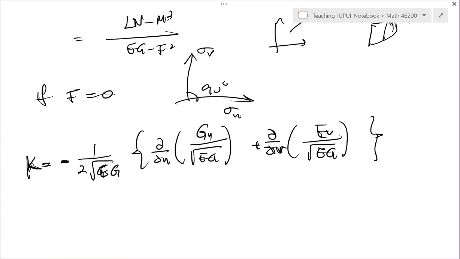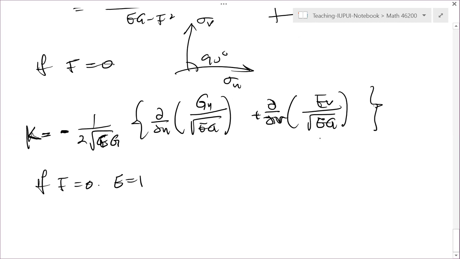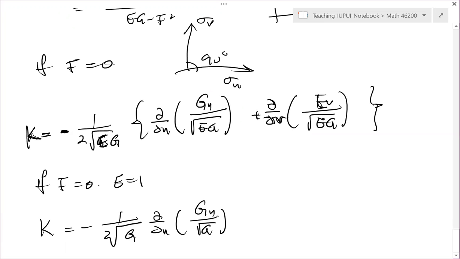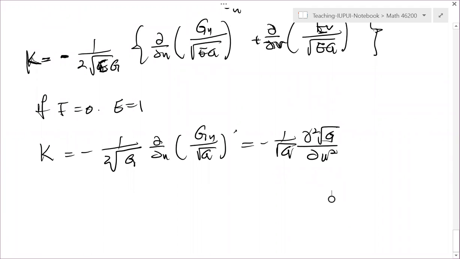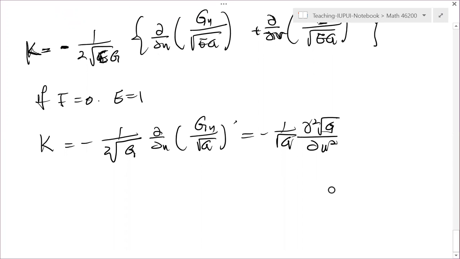We can go further: if F is 0 and E equals 1, you can make it much simpler. Since E is 1, the second term is going to be 0. So the Gaussian curvature is just equal to, here's G, the second partial derivative with respect to u of the square root of G. Then you can rewrite it in this form. That's great. Using this formula, you can compute the Gaussian curvature of a surface quickly.